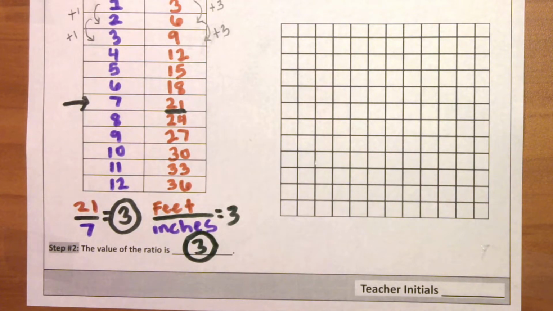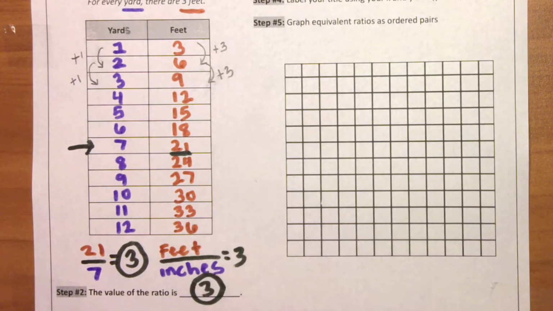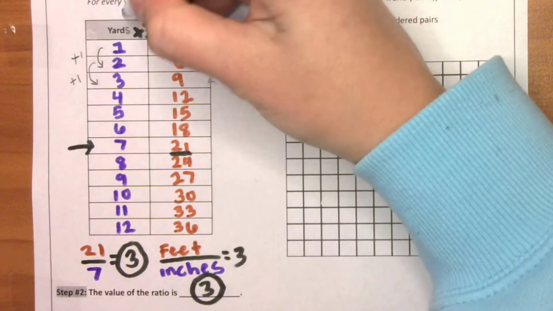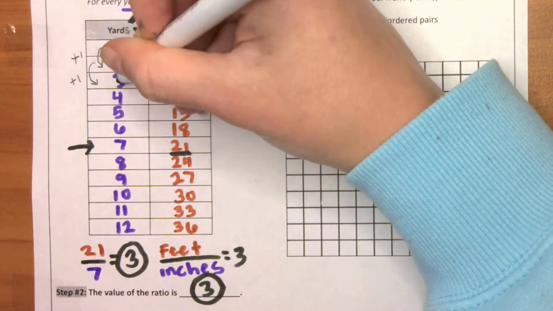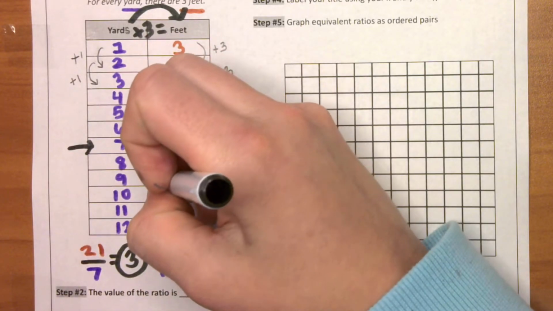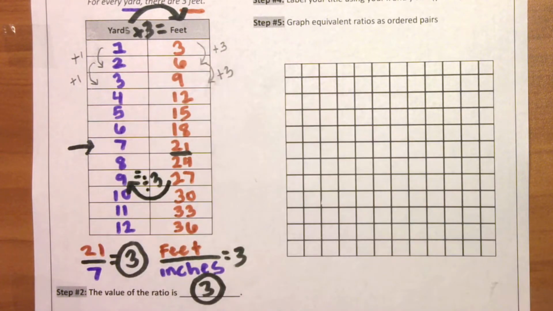Now, why does the value of a ratio matter? Well, I can always multiply my yards times 3 to get my feet, right? 1 times 3 is 3, 2 times 3 is 6, 3 times 3 is 9. Or I can take my feet and divide it by 3 to get my yards. We'll talk more about that later. Let's go ahead and move on to step number 3.